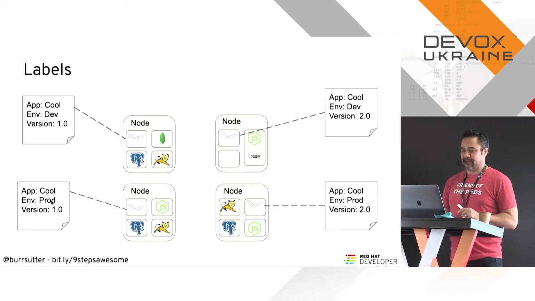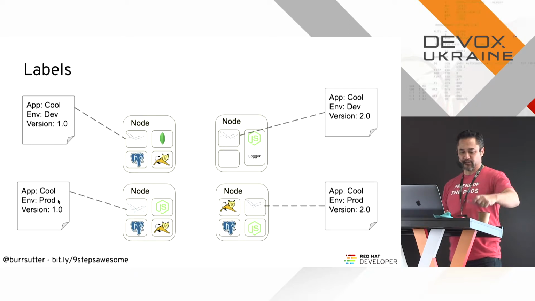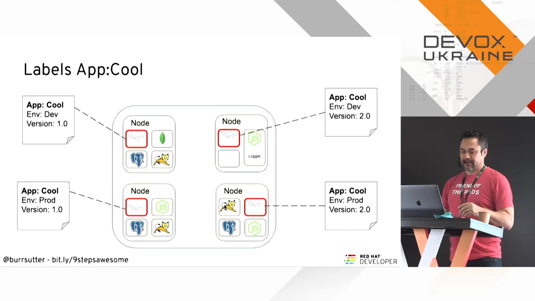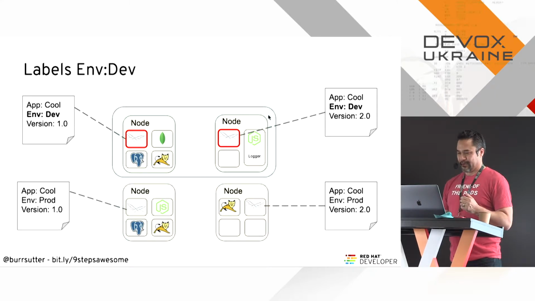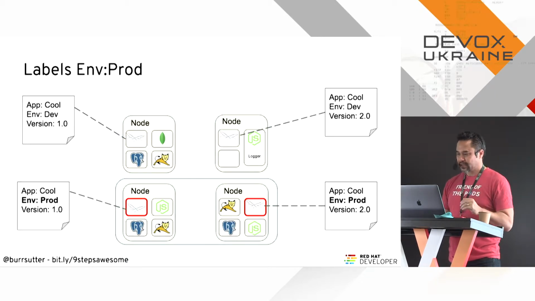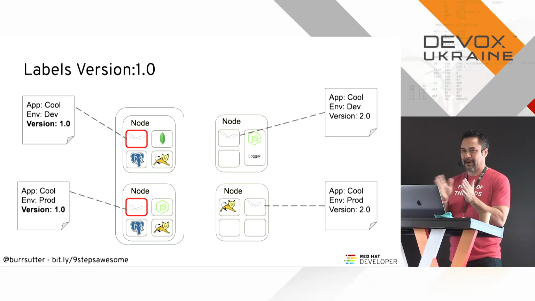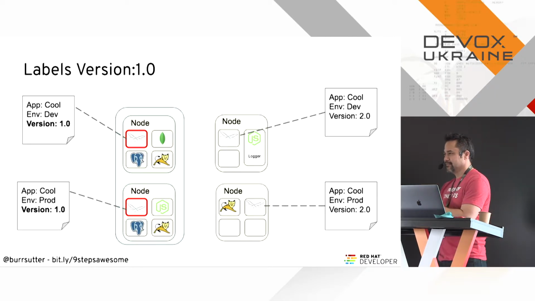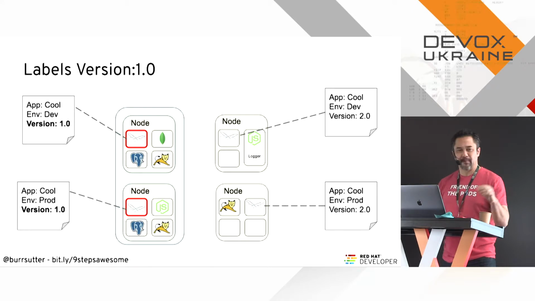Okay, so here's the concept of labels. You can see here I have app cool, env dev version 1, and that's my little WildFly right here. This is app cool dev version 2. And then over here I have cool prod version 1, so you see 1 and 1, 2 and 2. I have dev and dev, prod and prod, okay? All of those are part of the application cool though, it's just a tag. And then so I have all these WildFlies here, but see these are my dev ones. So if I'm running a pipeline from dev to staging to production, okay, these are my dev ones. These are my prod ones. These are my version 1.0. Okay, you guys get that basic concept?